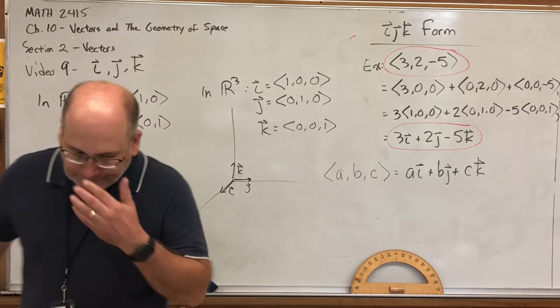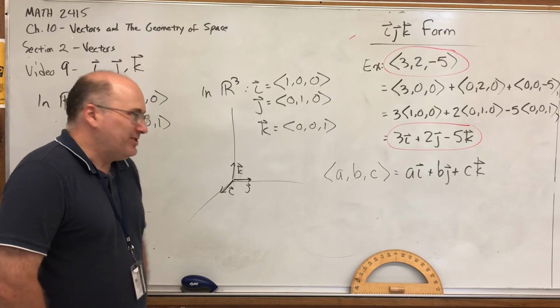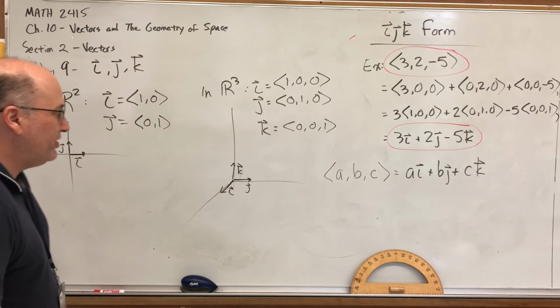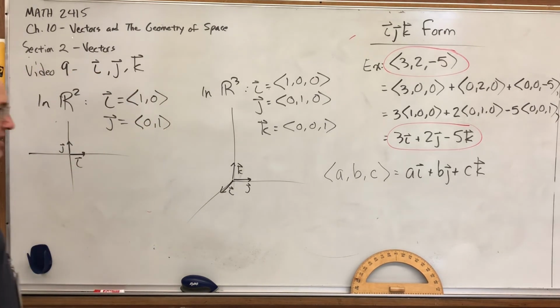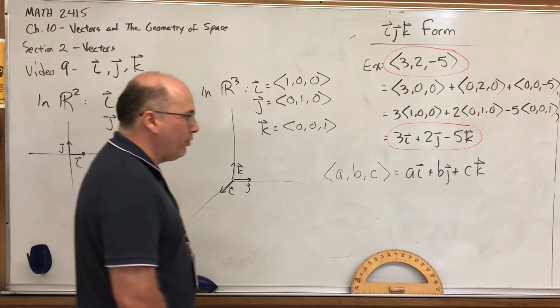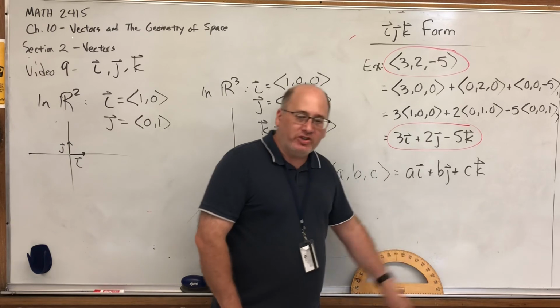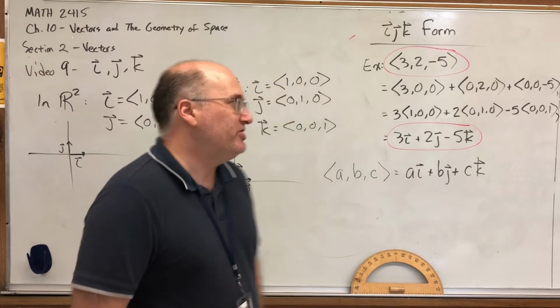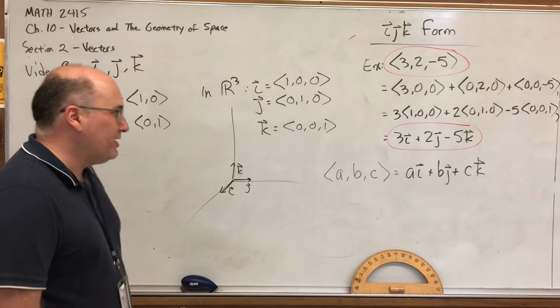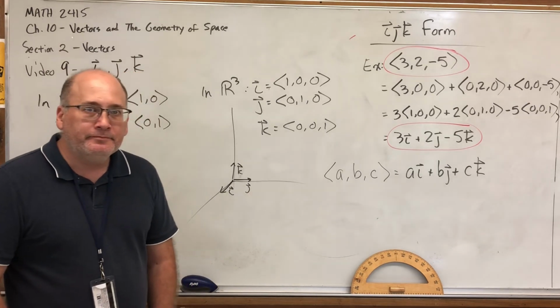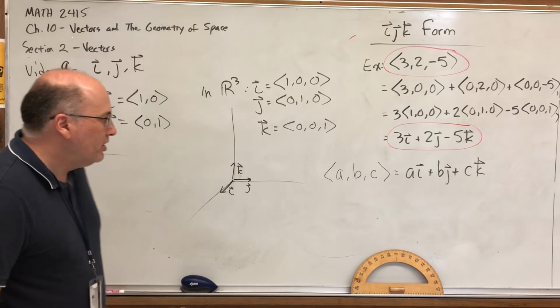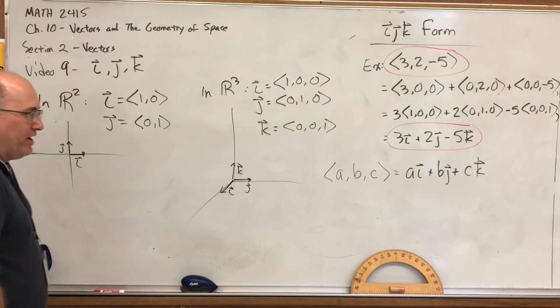IJK form is a physics and engineering thing. It really doesn't change anything that we do. If we wanted to add, we would combine like terms. If we wanted to do scalar multiplication, we would just distribute the scalar to each term. I think IJK form is an attempt to take component form and make it look more like algebra instead of an ordered triple. But either way, it works the same.